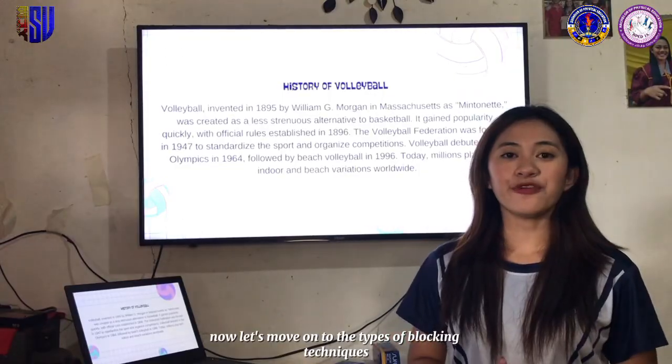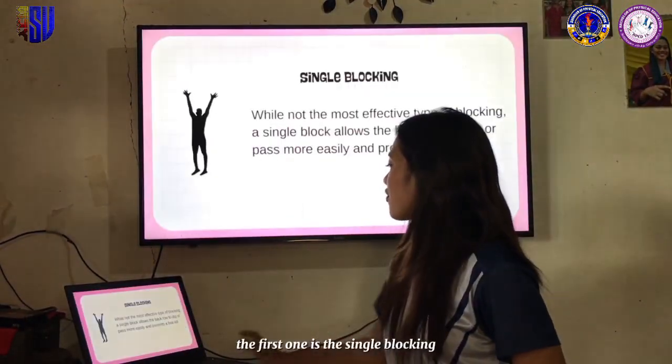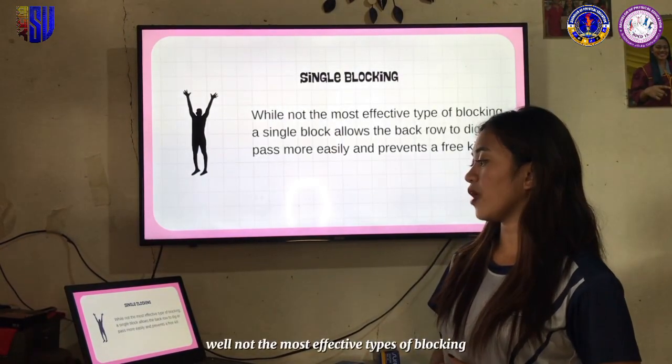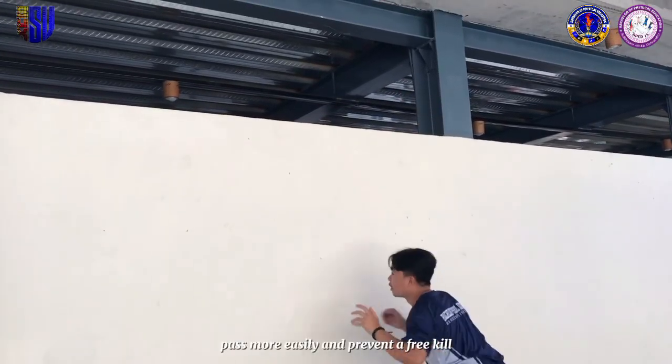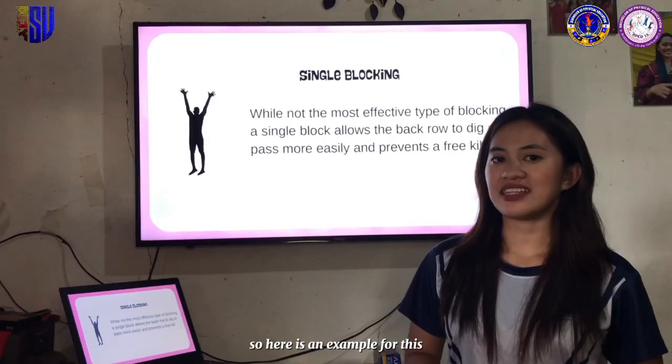Now, let's move on to the types of blocking techniques. The first one is the single blocking. While not the most effective type of blocking, a single block allows the back row to dig or pass more easily and prevent a free ball. So here is an example for this.